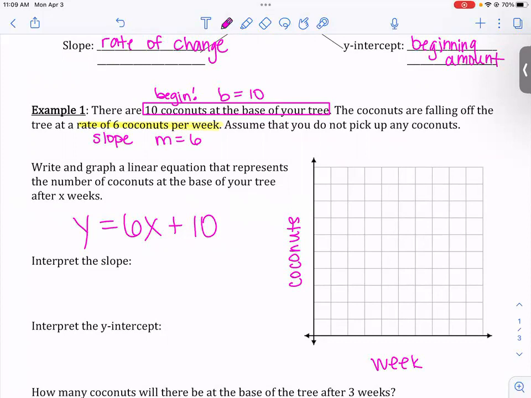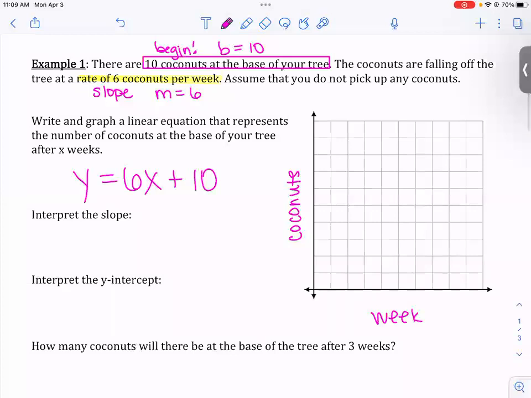Don't fall through my wall. Okay. Who can tell me how we interpret the slope? Oh, we have to graph this.